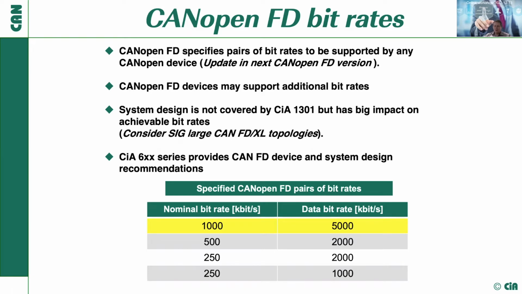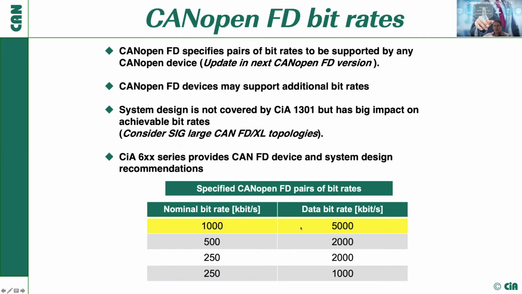So a lot of valuable information that had been generated during the CAN FD standardization process we saved in this document series, and this should be considered when making CANopen FD. With regard to the CANopen FD physical layer, as I've said, we are talking about the bit timing. You see here the pairs of bit rates that should be supported by any CANopen FD device.